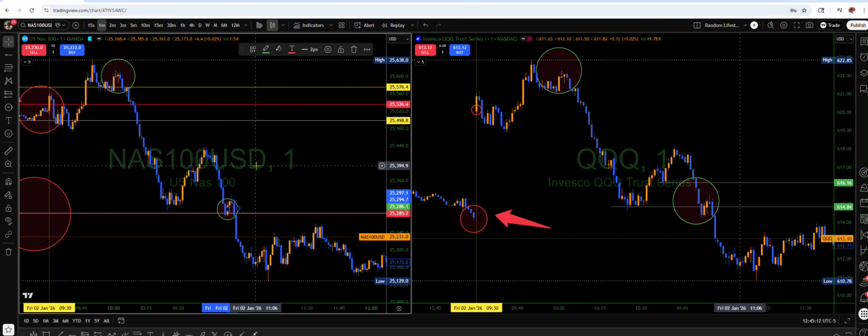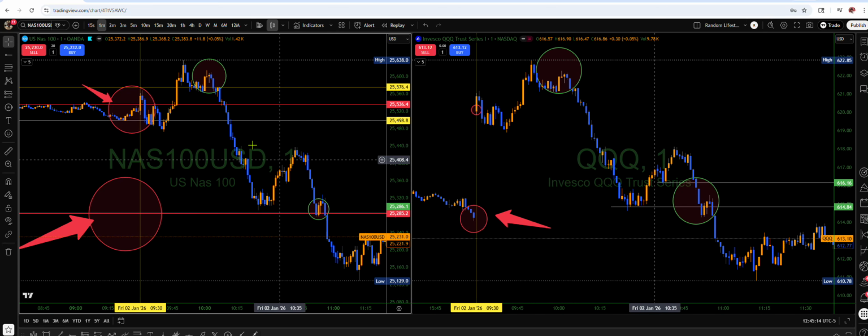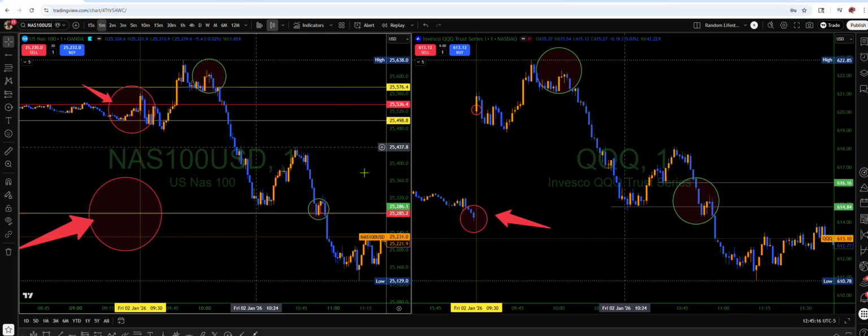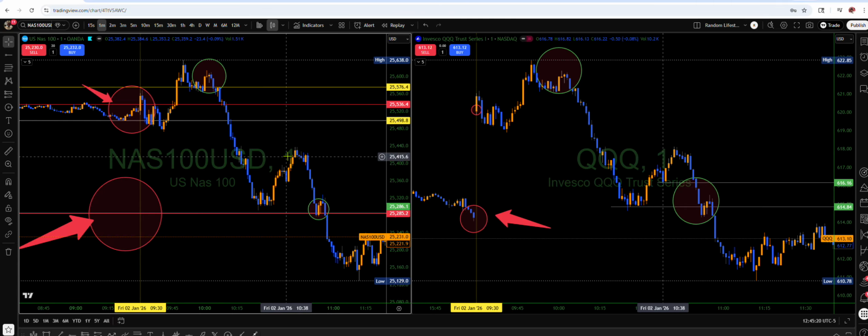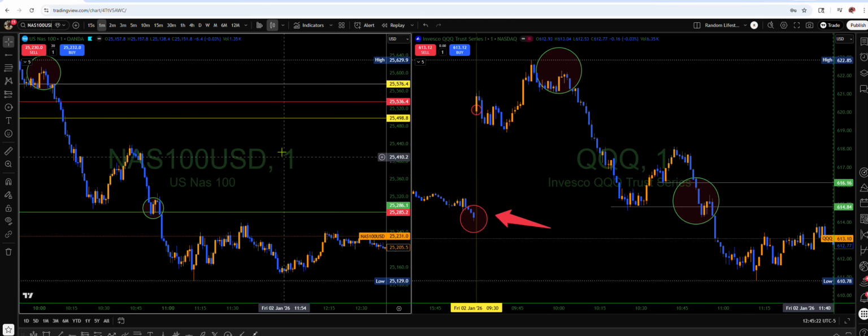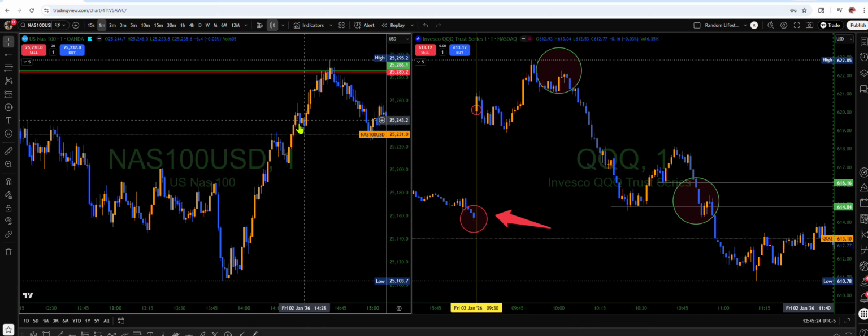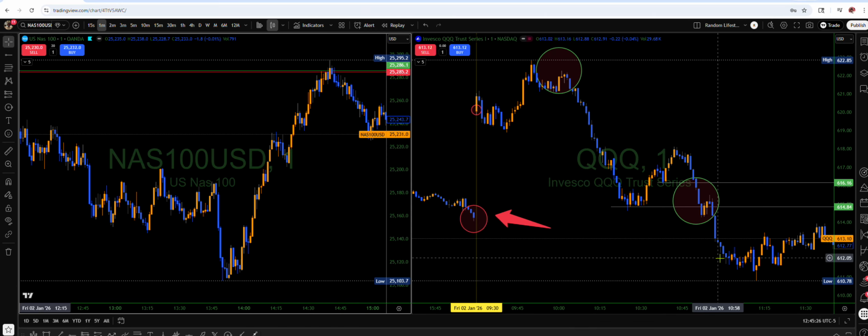So what we're gonna start doing is looking at the NAS overnight to see where the NAS is at, and then we're gonna mimic this, because as you can see, NAS came down and it was doing the same thing by riding below.